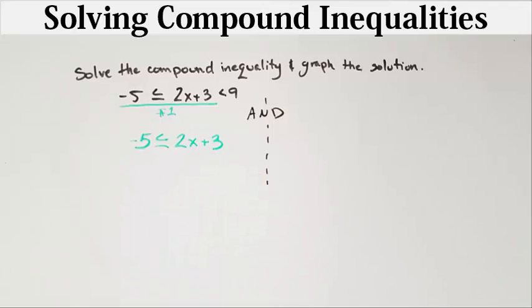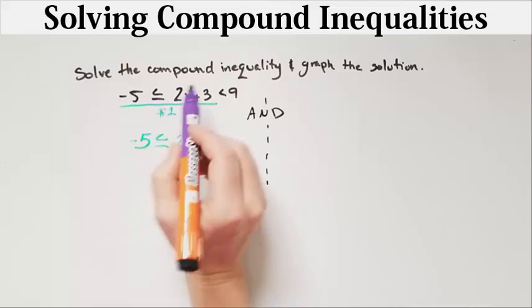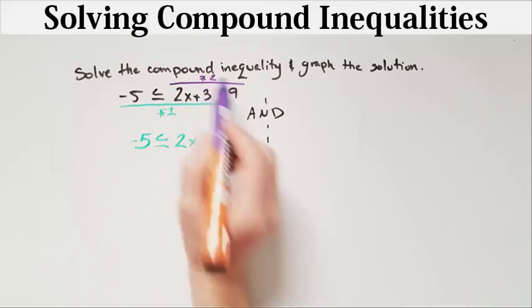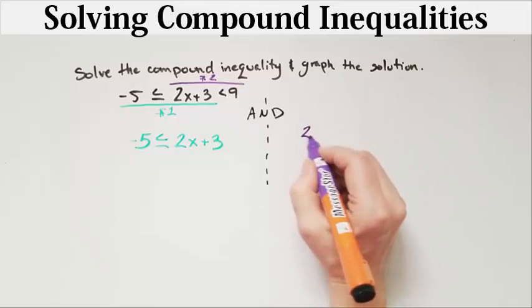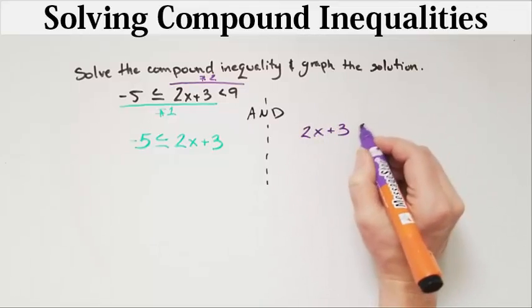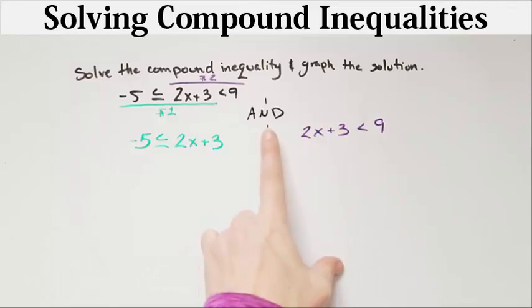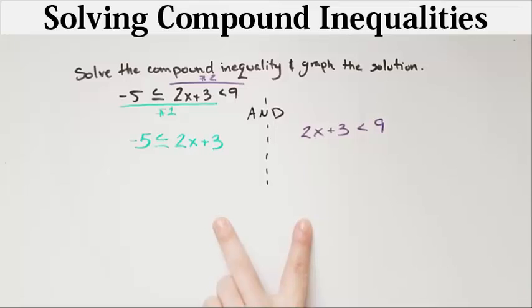To figure out what your second problem is, you would start right after the inequality and you would read all the way to the end. So this is problem number 2. Problem number 2 was 2x plus 3 is less than 9. So now I have two separate problems connected by an and statement. We need to solve both the inequalities. Then we'll come up with a new statement and we'll graph it.